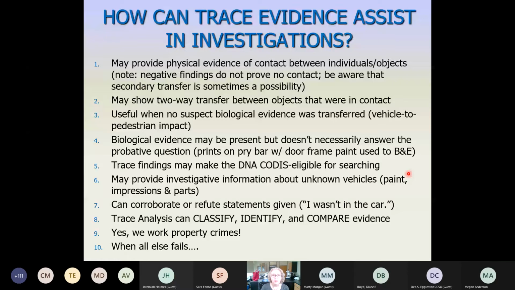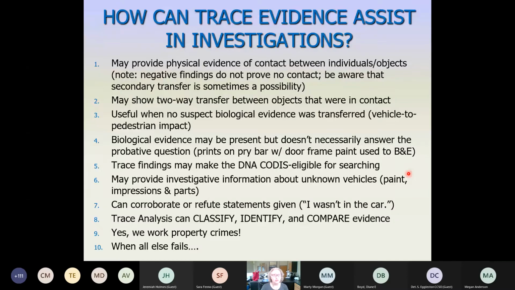And then please also be aware that there is the possibility of secondary transfer. And by that I mean if I sit in a chair and pick up some cat hair, it doesn't necessarily mean that I held the cat. It could mean that the cat sat on the chair and then shed some hairs that were then transferred to me later. So we do want to be careful in some circumstances where secondary transfer is a chance.